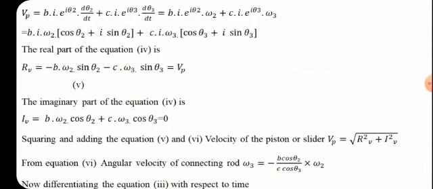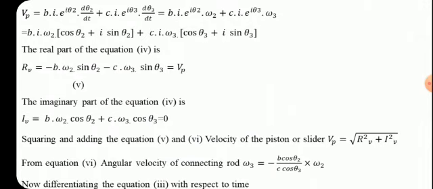The imaginary part of this 4th equation is b into omega 2 into cos theta 2 plus c into omega 3 cos theta 3. You just see equation 4: there itself it will have two parts, one is the imaginary part and one is the real part. Real part you got it. Now the imaginary part is b omega 2 cos theta 2 plus c omega 3 cos theta 3 is equal to 0. Squaring and adding equations 5 and 6.